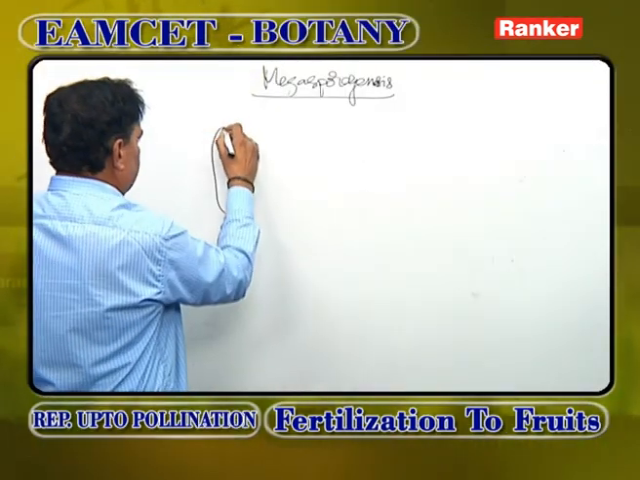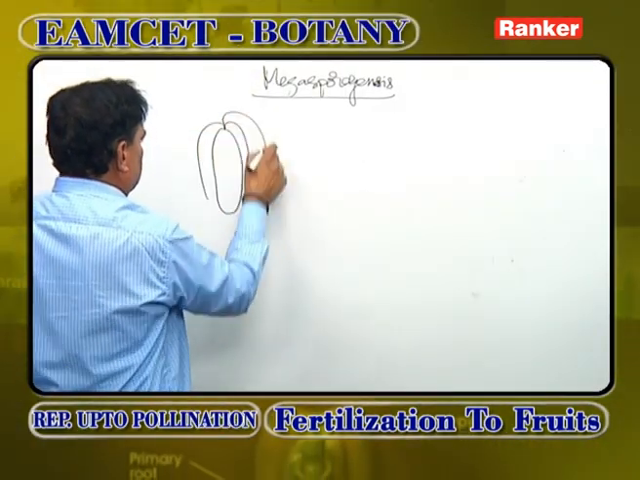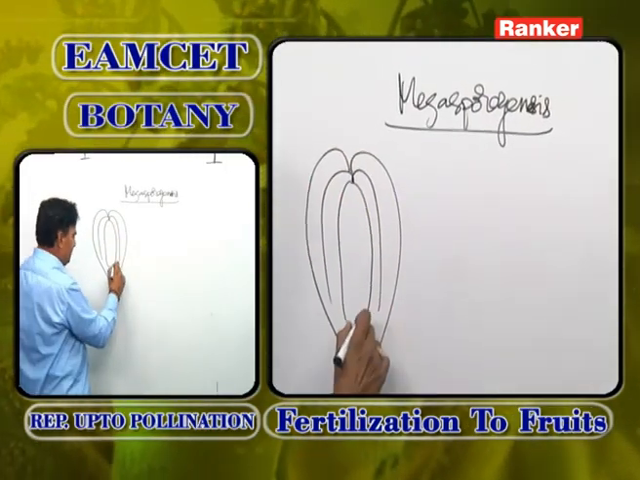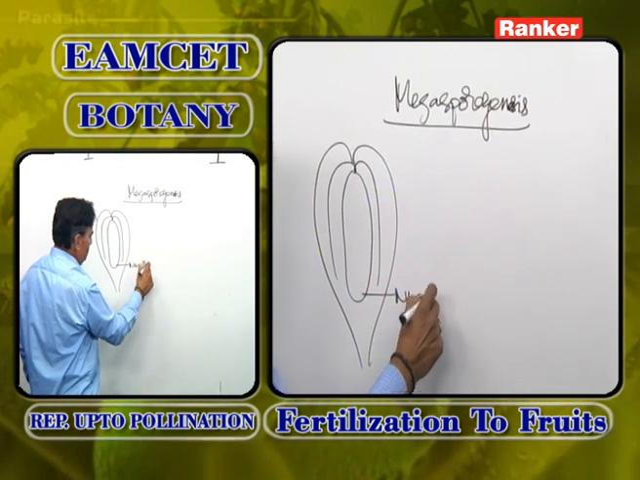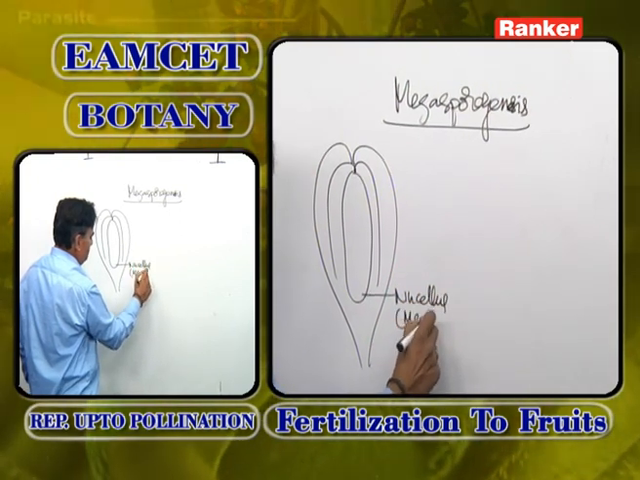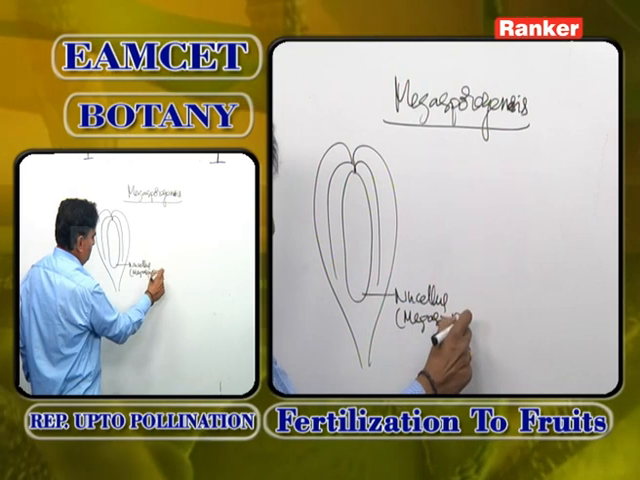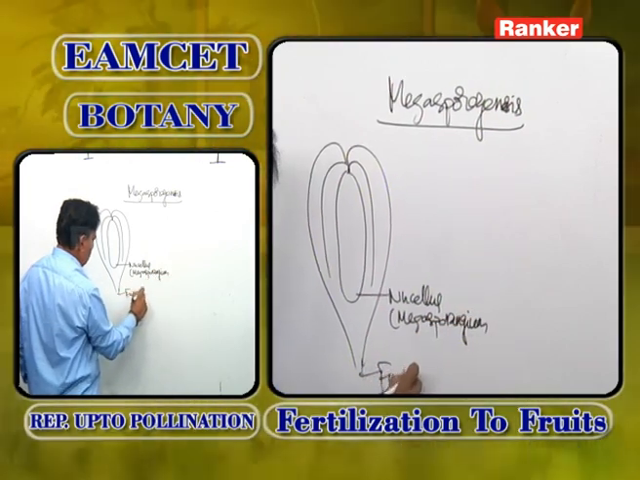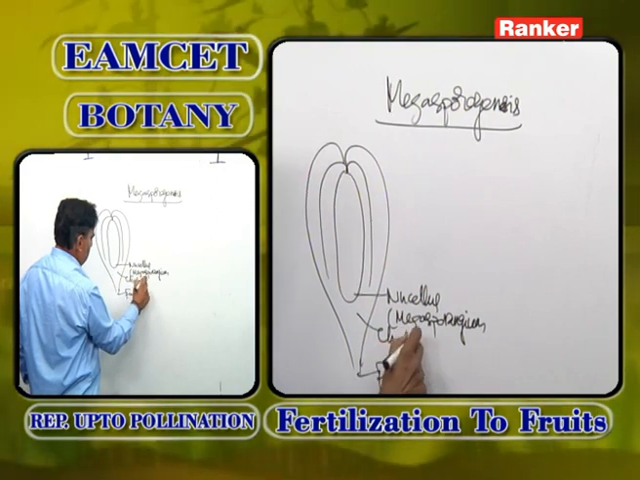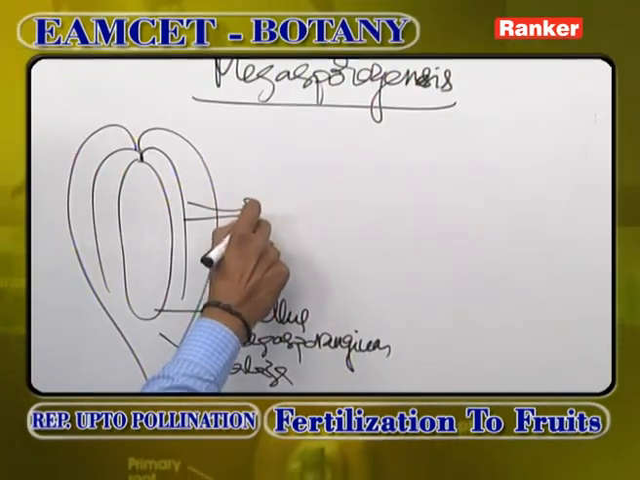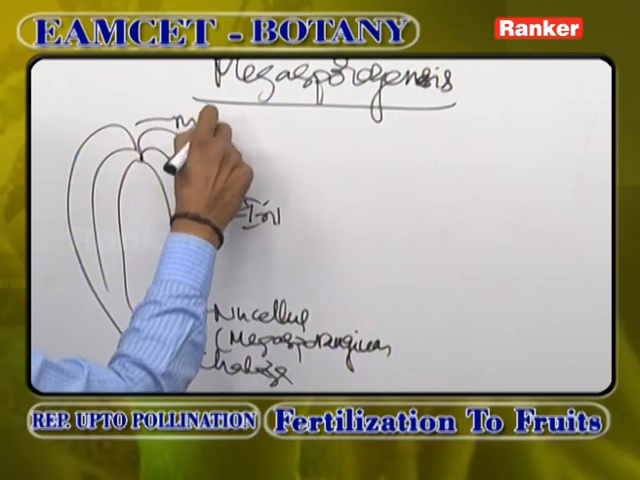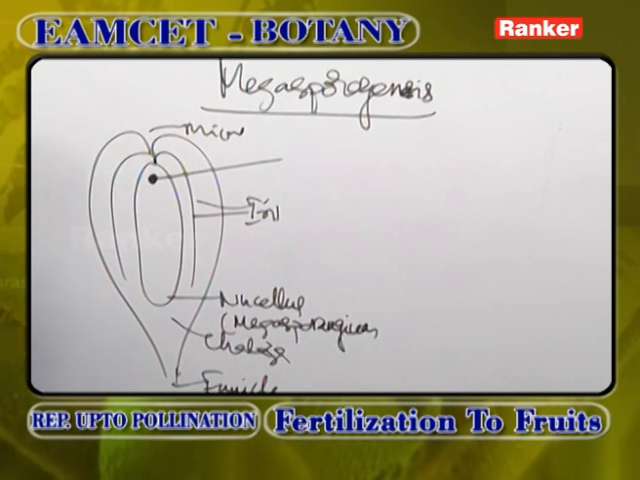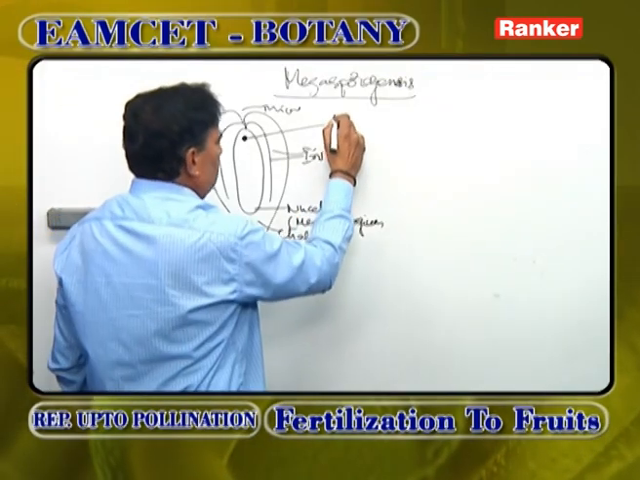Megasporogenesis normally takes place in ovules. Every ovule shows a central diploid nucellus, which is nothing but the megasporangium. It shows a funicle, chalaza, integuments, micropyle, and other things. During megasporogenesis, one of the hypodermal cells of the nucellus converts into a special cell called the archisporial cell.